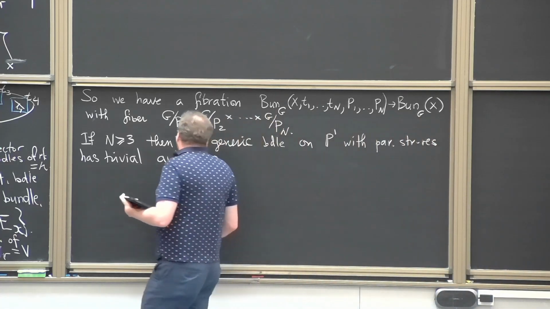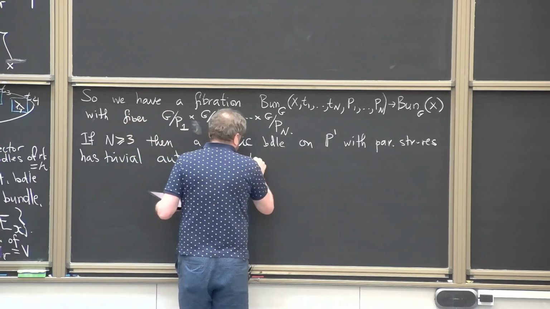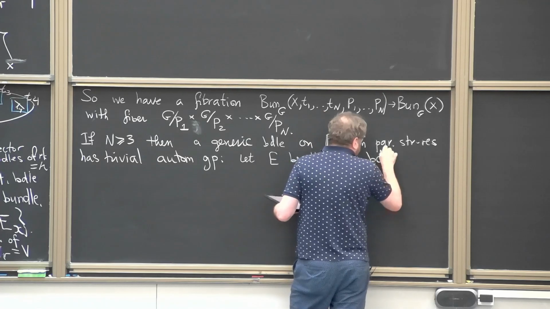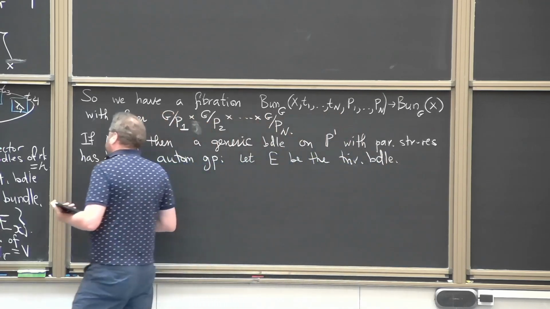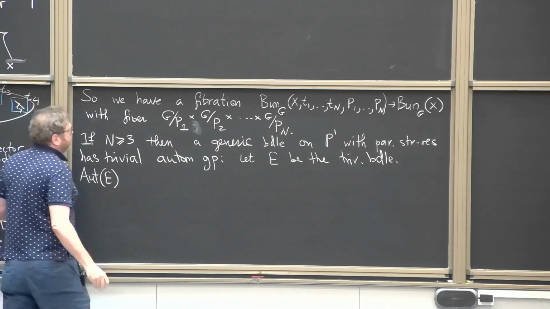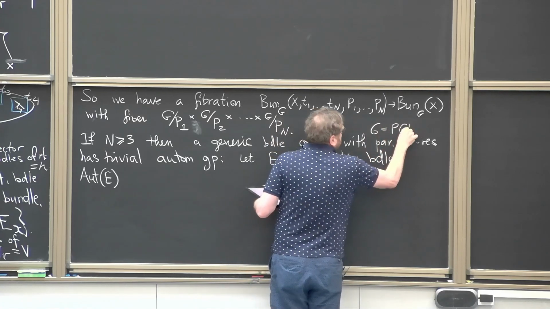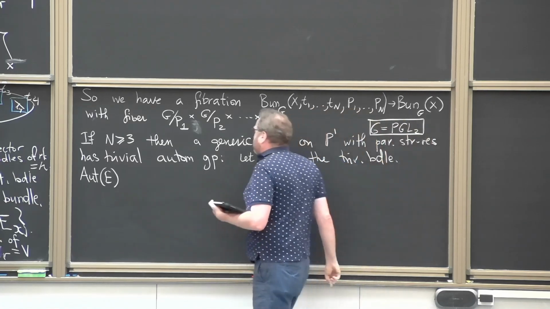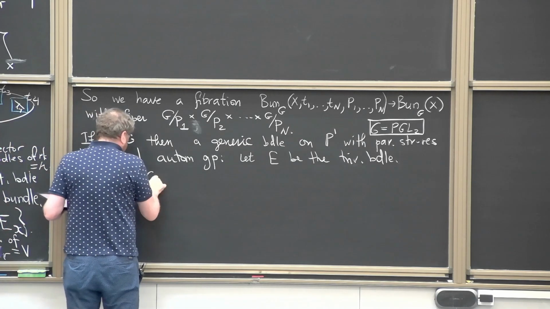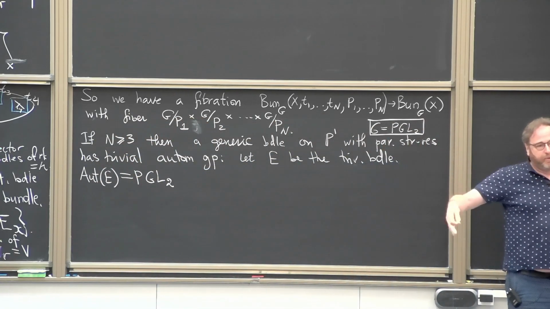But basically, you can take just the trivial bundle. So let E be the trivial bundle. In this case, let's talk about PGL_2 bundles, which means these are vector bundles of rank 2 modulo tensoring with line bundles. The automorphism group is just the group PGL_2, because we just have the trivial bundle. All the fibers are canonically the same.